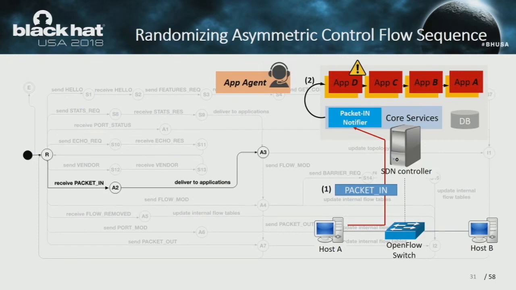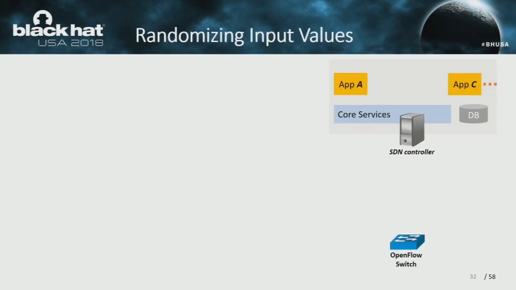So in Delta, the application agent takes part in such randomizing asymmetric flow sequences. And randomizing the input values of the SDN control message is pretty simple. So first, the fudging modules in the channel agent can manipulate the contents of the ongoing SDN control messages between the controller and the switch.